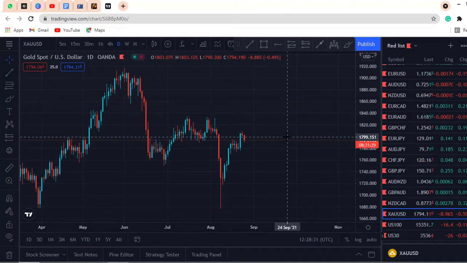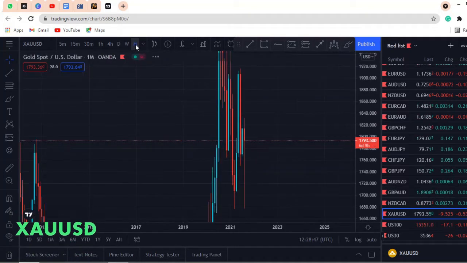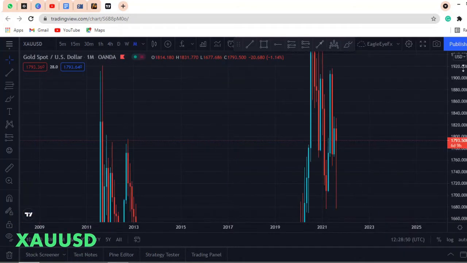So as usual, we're going through three pairs today. We want to go through gold, XAUUSD, and also go through Nasdaq US100, and also US30. So let's start with gold, and I'll start from the monthly time frame.